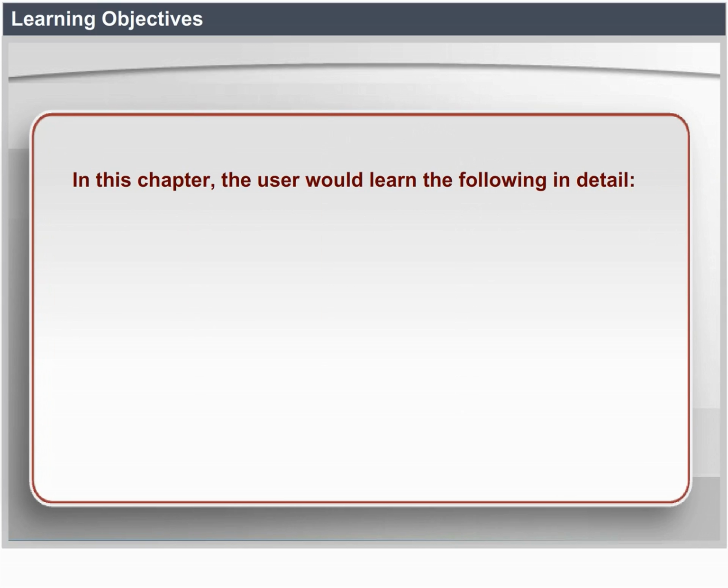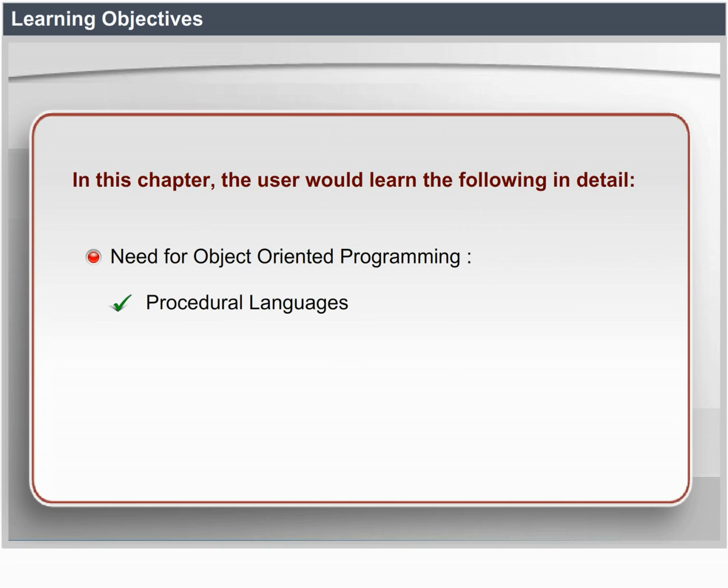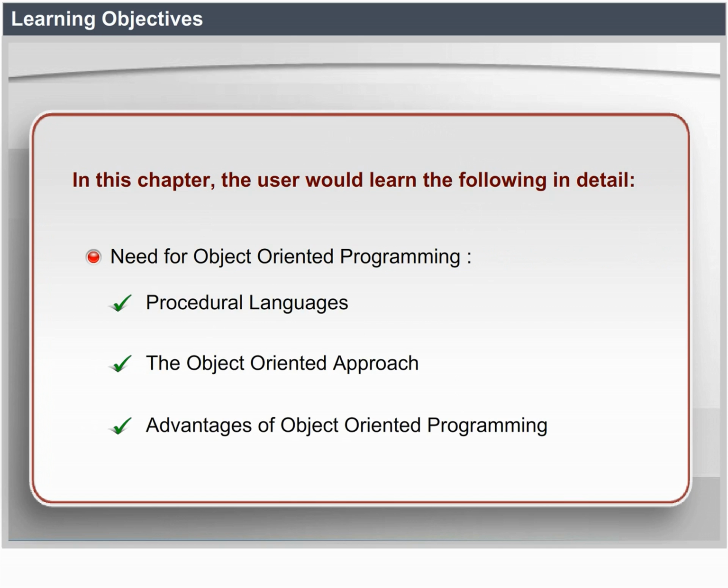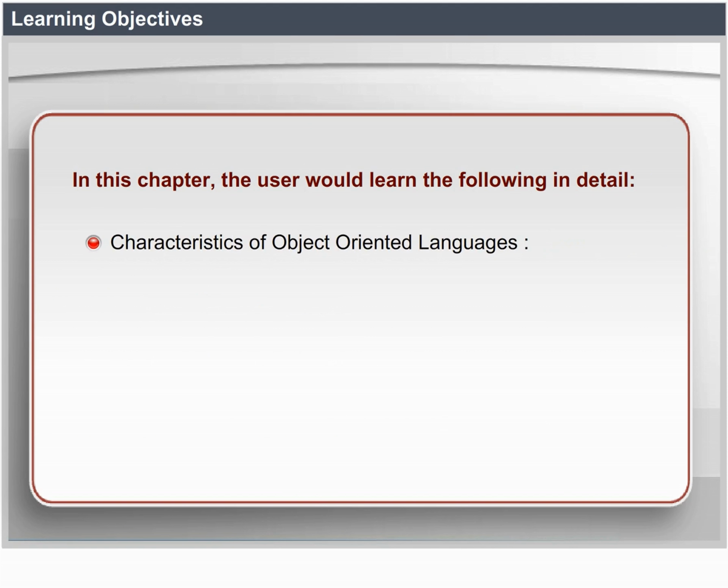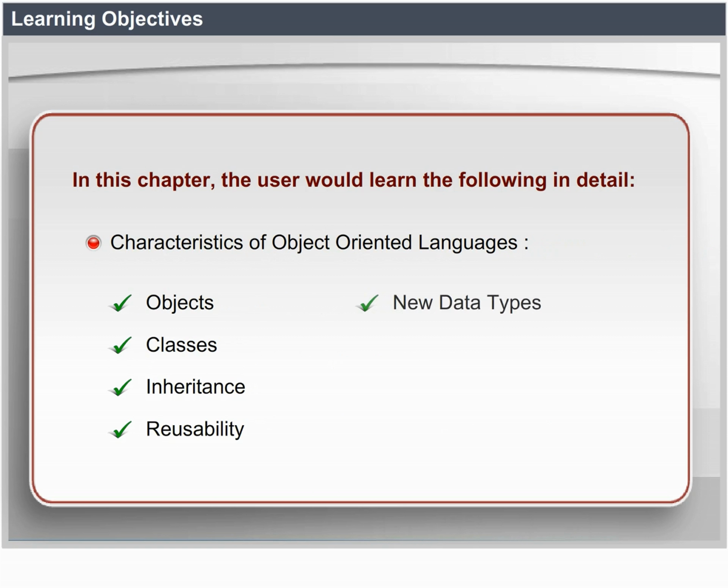Learning objectives. In this chapter, the user will learn the following in detail: need for object-oriented programming, procedural languages, the object-oriented approach, advantages of object-oriented programming, characteristics of object-oriented languages, objects, classes, inheritance, reusability, new data types, polymorphism, and overloading.